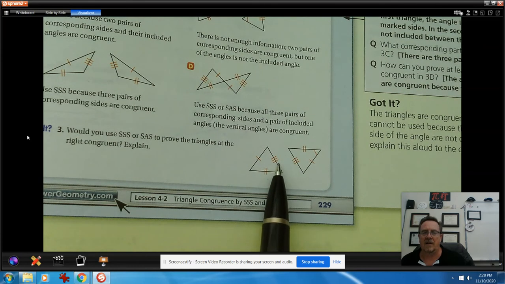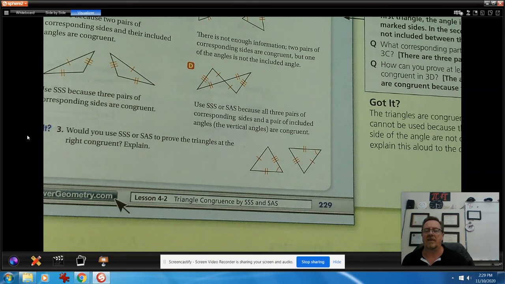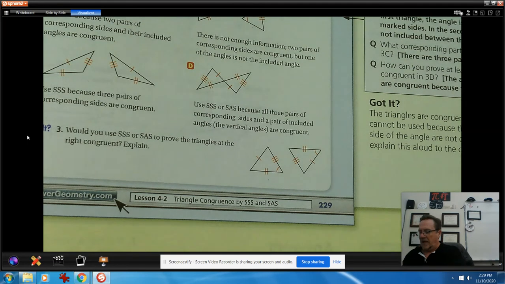The one that's got 3 hash marks and the one that's got 2 hash marks has the angle between them here. Over here, the side that has 3 hash marks and 2 hash marks does not have the angle marked there. So it's not the same angle. It's not that included angle. So side, angle, side would not be able to be used there.